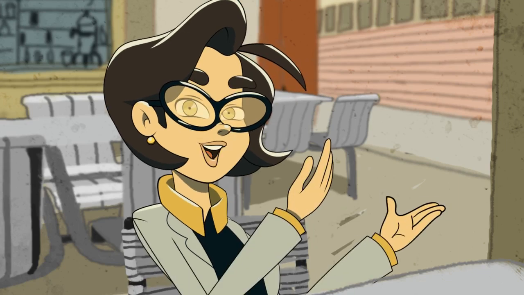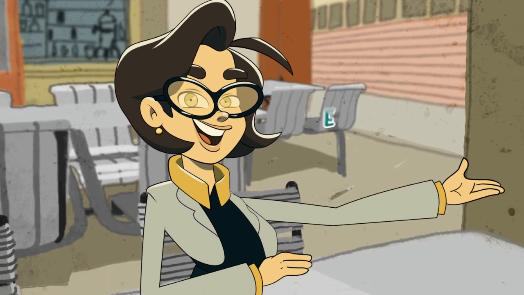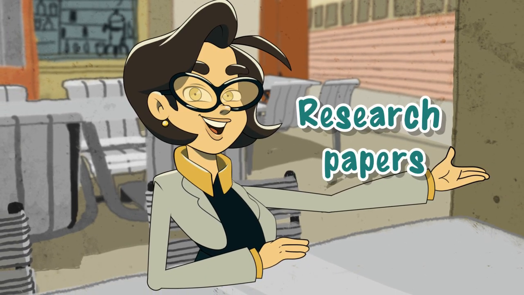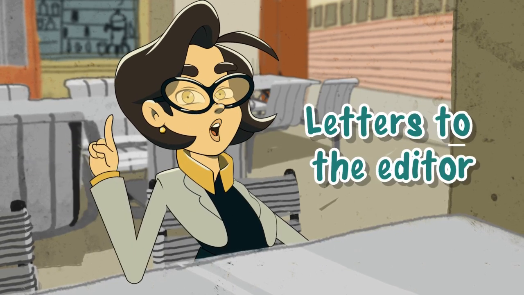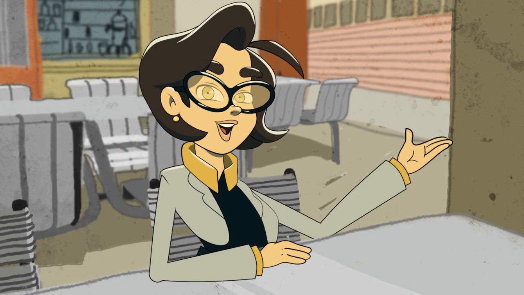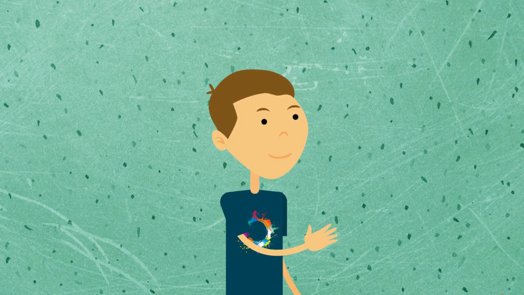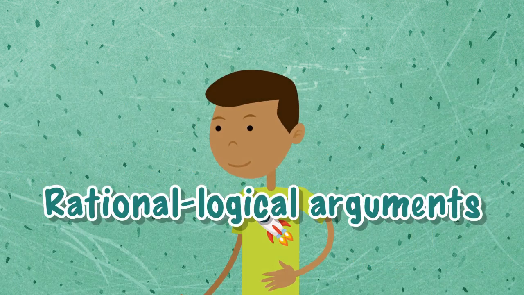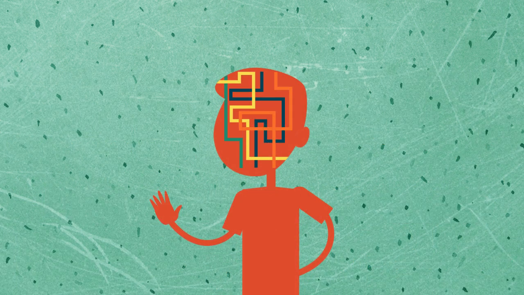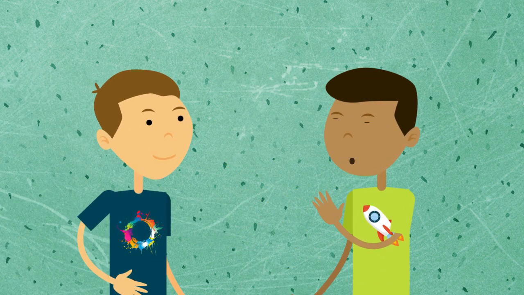There are different kinds of argumentative texts depending on their purpose. They can be essays, research papers, advertising, reaction texts, letters to the editor, among others. They can also be divided depending on the kinds of arguments given. They can be emotive, affective arguments or rational, logical arguments. The latter are always stronger because they are based on facts and evidence.